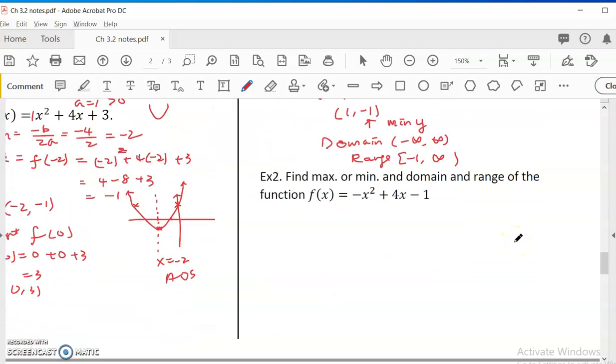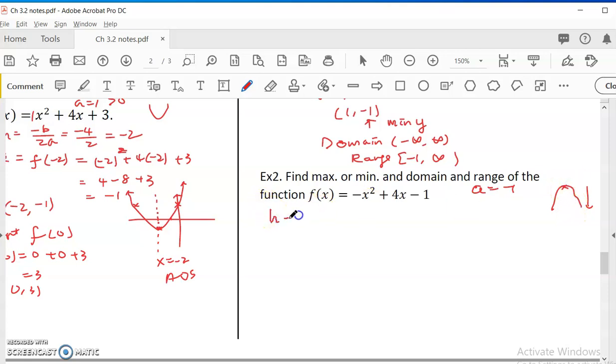What about the second one? We want to find the domain and range of -x squared plus 4x minus 1. a is equal to -1, so we know it's facing down. The domain is all real numbers, but the range would be from negative infinity all the way up to this highest point, the vertex.